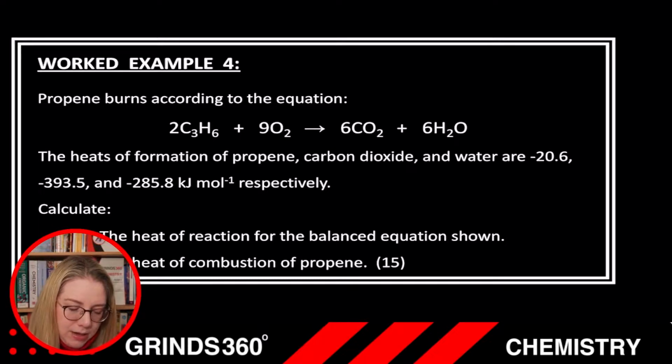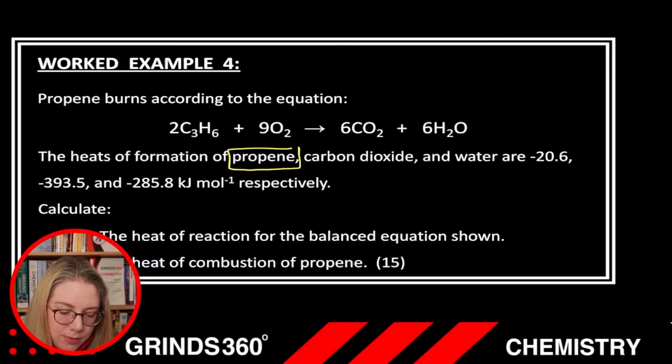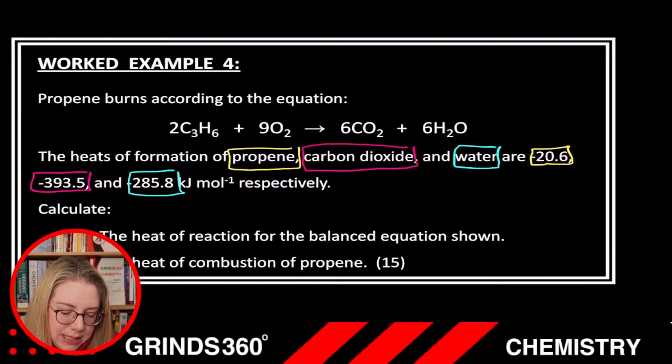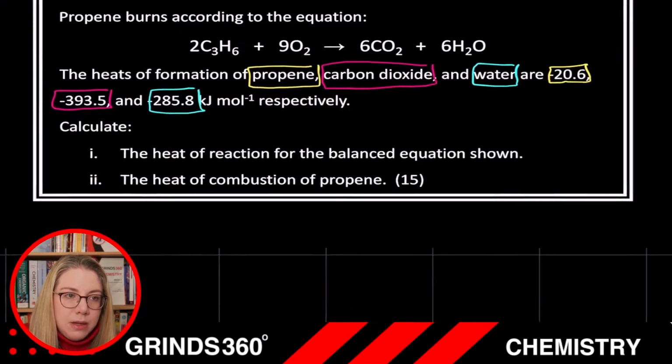So let's highlight our numbers. We have propene, and its heat of formation is the first number that we see, which is minus 20.6. Then we have carbon dioxide, and that's minus 393.5. Then we have water, and that's minus 285.8. And we're looking for the heat of reaction. Now, same as before, let's move this up out of the way.